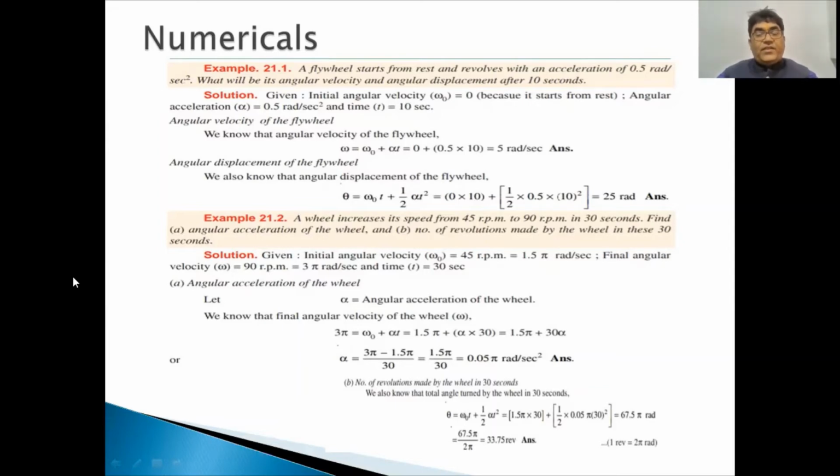So let us take the first example. A flywheel starts from rest and revolves with an acceleration of 0.5 radians per second square. What will be its angular velocity and angular displacement after 10 seconds?